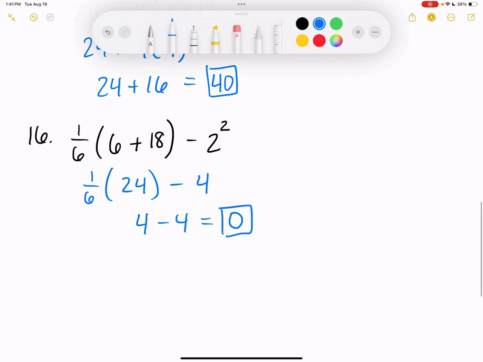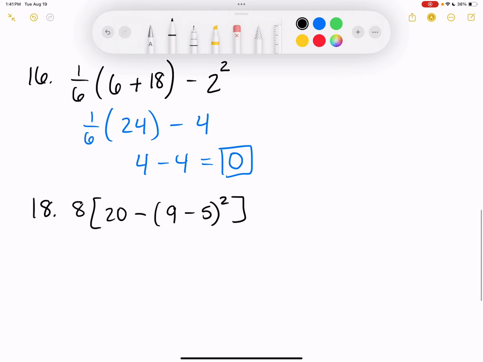All right, I want you to try this next one on your own, and then we'll go over it. So I'll see what we get for our answers. This is 8, then a bracket, and I've got 20 minus, and then a parentheses, 9 minus 5, and then squared, and then close the bracket. So take a minute and do that one, and then we'll see what everybody got.